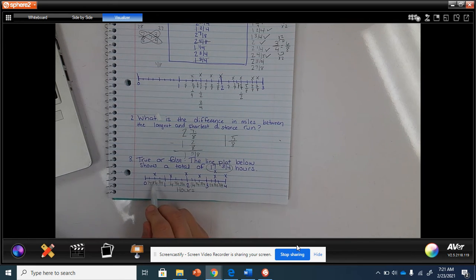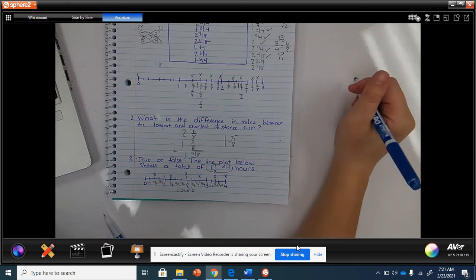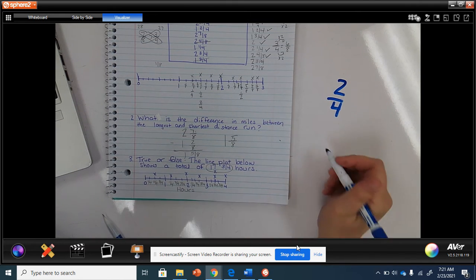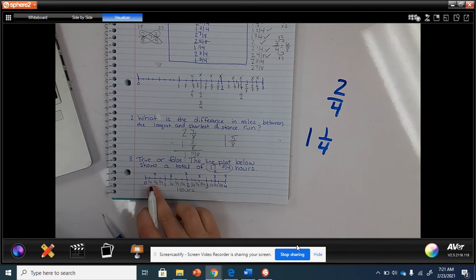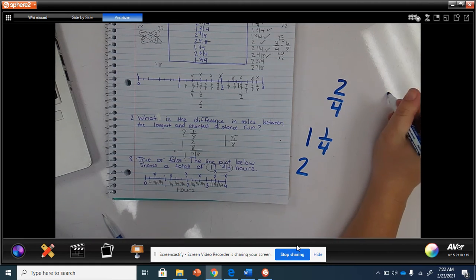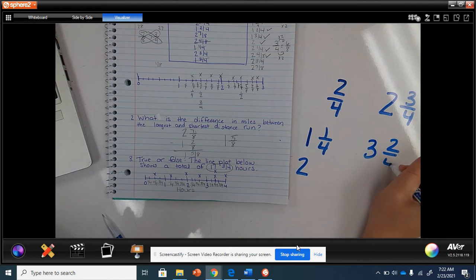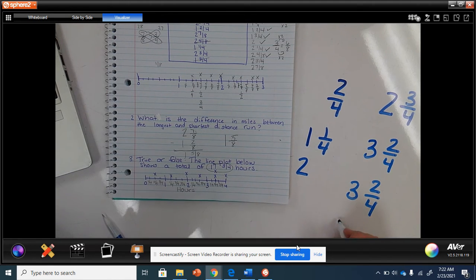Okay, now I'm going to write down all of these over here. So this x is at 2/4. My next x is at 1 1/4. My next x is at a whole number 2. My next x is at 2 3/4. My next x is at 3 2/4, and I have 2 of them, so I'm going to write that twice. 3 2/4, 3 2/4. And my last x is at a whole number 4.